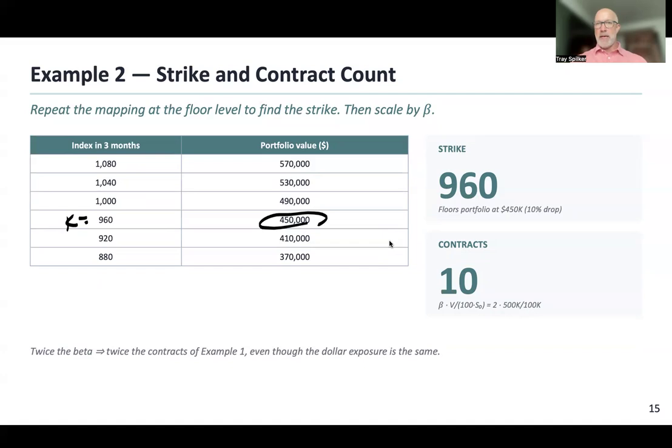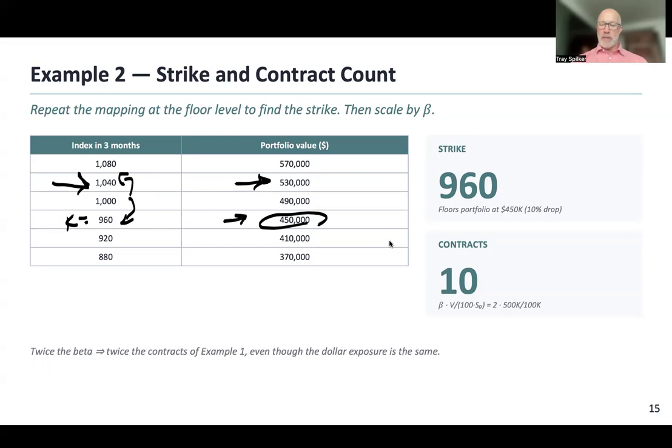And so you'll notice here that these differences are nonlinear. This is the example we just worked on, right? When the index level went up to 1,040, it ended up with a portfolio value that was up $30,000. And you'll notice that with a similar $40 move, but just in the opposite direction, you get a different sort of payout. This essentially sets a floor at $450,000.